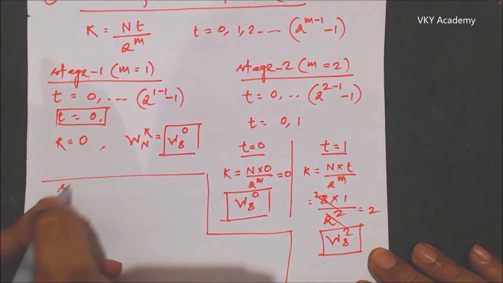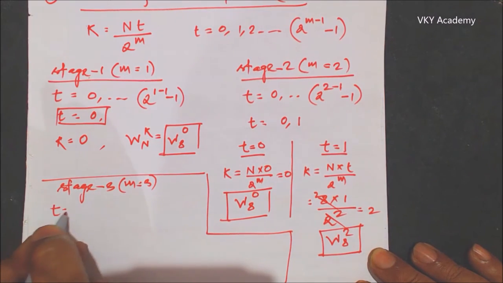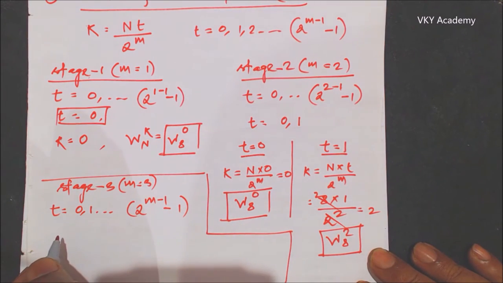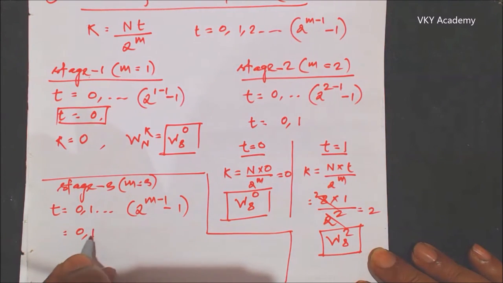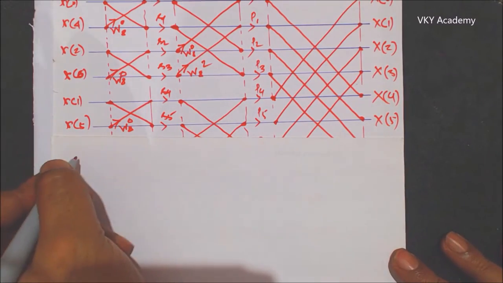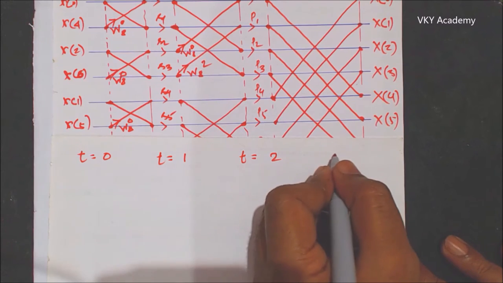Now let us calculate for the final stage, or you can say stage number 3. Small m is equal to 3 and t will be equal to 0, 1 up to 2 to the power m minus 1, minus 1, which is 0, 1 up to 2 to the power 3 minus 1, minus 1. 2 to the power 2 is 4, so 4 minus 1 is 3. So we have 4 values, 0, 1, 2, 3. So we have 4 values of t, and we will determine the value of k for 4 values of t: for t equal to 0, 1, 2, and 3.